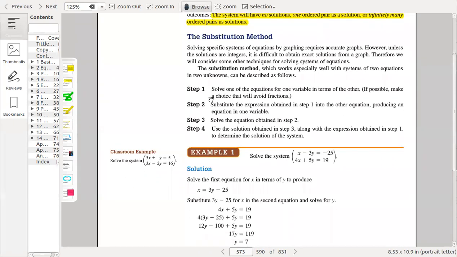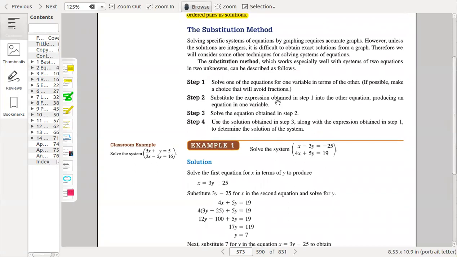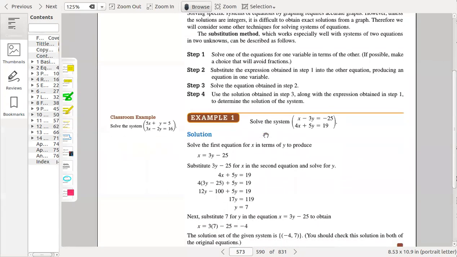Step 1 is to solve one of the equations for one variable in terms of the other. If possible, make a choice that will avoid fractions. Step 2, substitute the expression obtained in step 1 into the other equation, producing an equation in one variable. Step 3 is to solve the equation obtained in step 2. And step 4, use the solution obtained in step 3 along with the expression obtained in step 1 to determine the solution of the system.